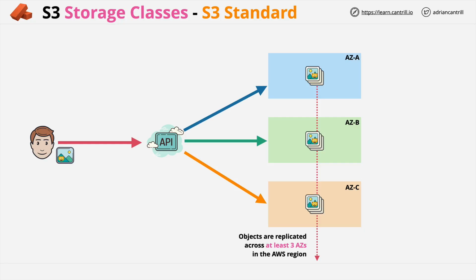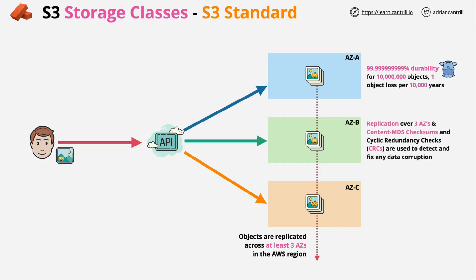Now this level of replication means that S3 Standard provides 11 nines of durability, and this means if you store 10 million objects within an S3 bucket, then on average you might lose one object every 10,000 years. The replication uses MD5 checksums together with cyclic redundancy checks known as CRCs to detect and resolve any data issues.